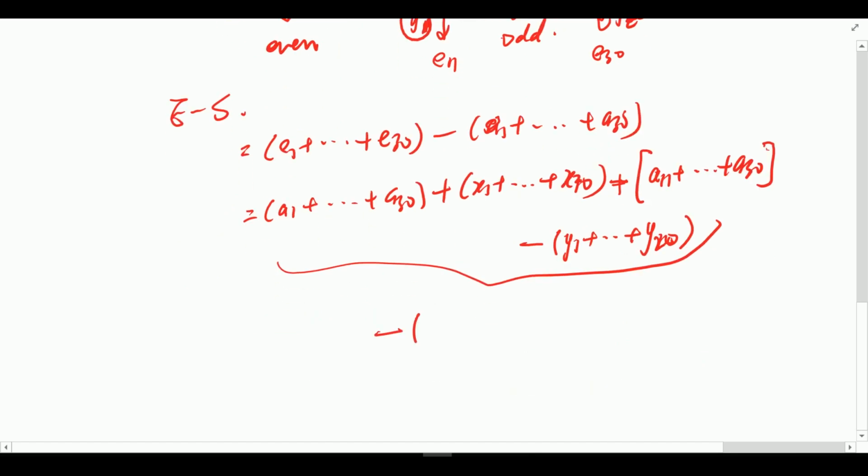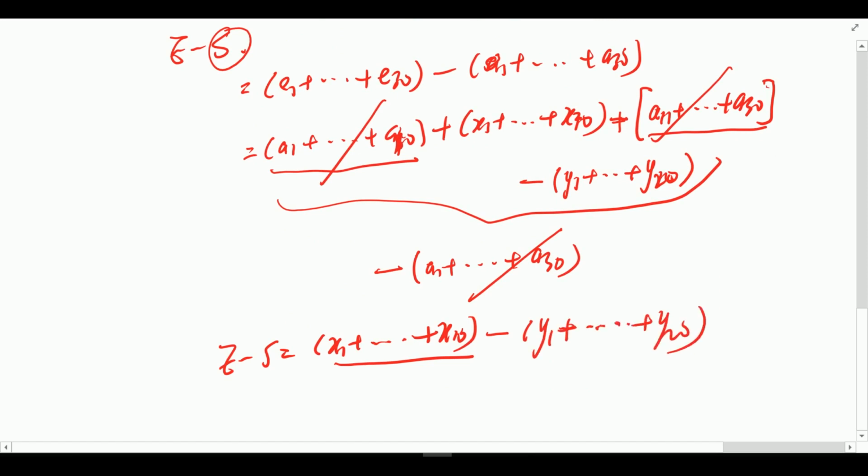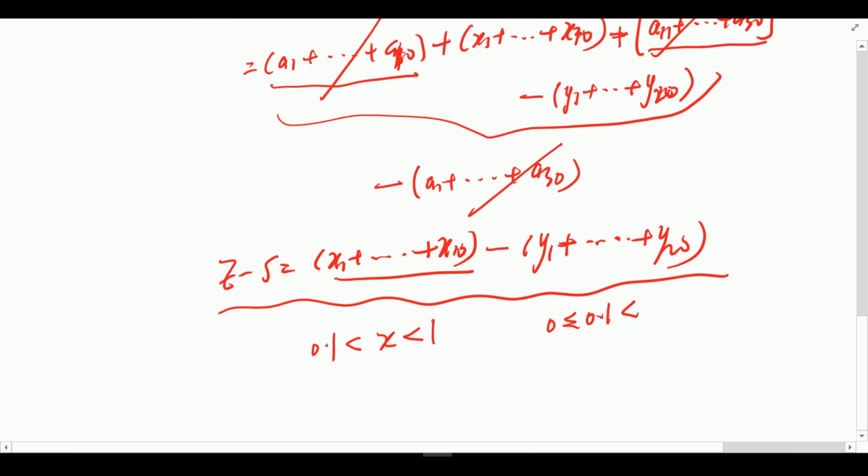Then you subtract S. S is A1 to A30, okay, this is A1 to A10, right? So A1 plus until A10, A11, A30, this is exactly this one. So E minus S, as you can see, is equal to X1 plus X10, those you increase, subtract those you decrease, right? That is the result. So what is the boundary when you see this? We know each X is less than 1, greater than 0.1. Each Y is also from 0.1 to 1, right? From 0.1 to 1. That's each Y. That's what we know before.